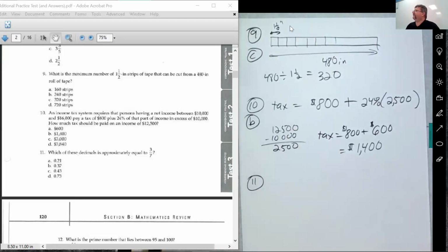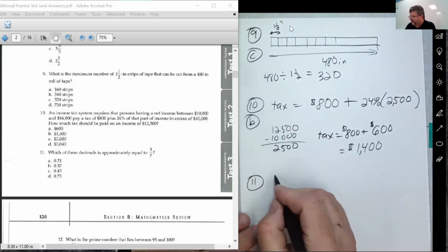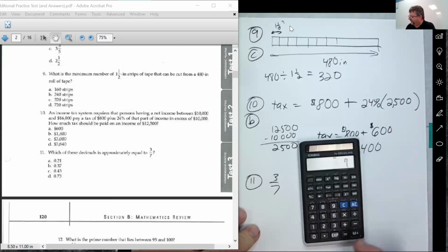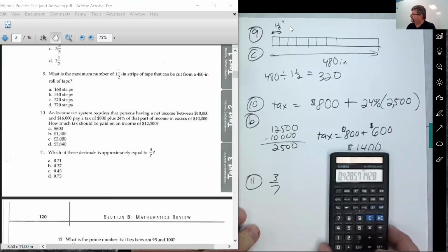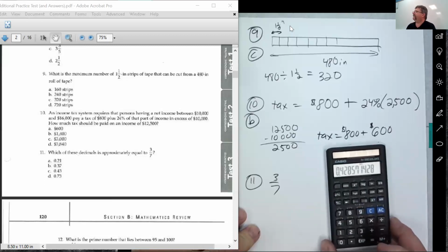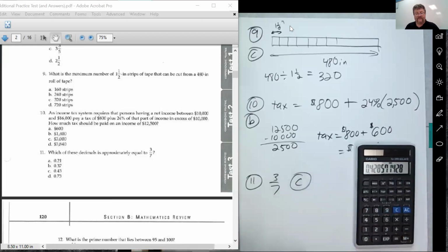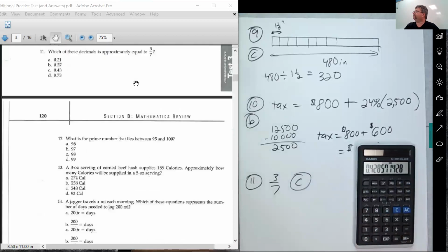All right, 11. Which of these decimals is approximately equal to 3/7? Okay, come on. Take 3 divided by 7 and eyeball it and say which one looks good here. So what do we get? We get 0.4285, blah, blah, blah. The only one even close is C, right? 0.43. I like these easy ones, right? We can zip right through them. So 11 looks pretty good to me.